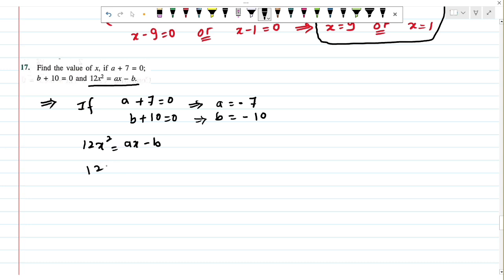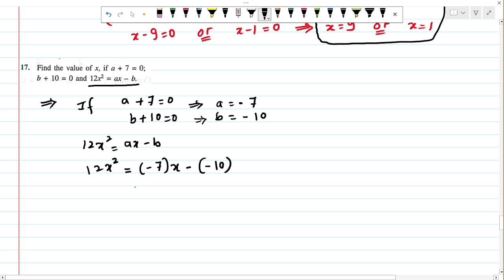So I'll get it as 12x square, which is equal to a, that is minus 7, into x minus of minus 10. Right. So this can be written as 12x square. So this minus 7x will become plus 7x and plus 10 will become minus 10. Why? Because minus of minus is plus. But I am writing equal to 0, so all the plus terms will become minus and minus terms will become plus. So minus of minus is plus, but its opposite is minus. So I am writing it here as minus 10 which is equal to 0.